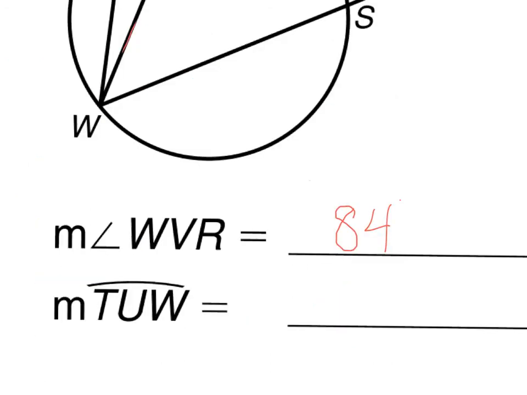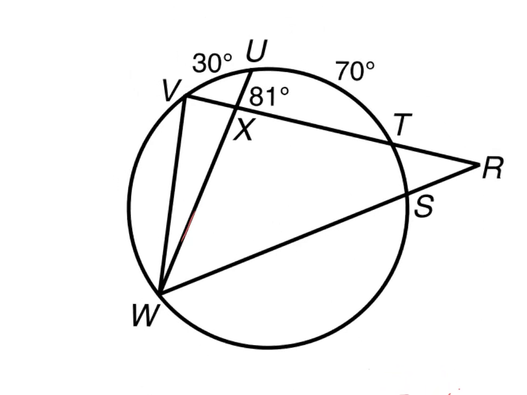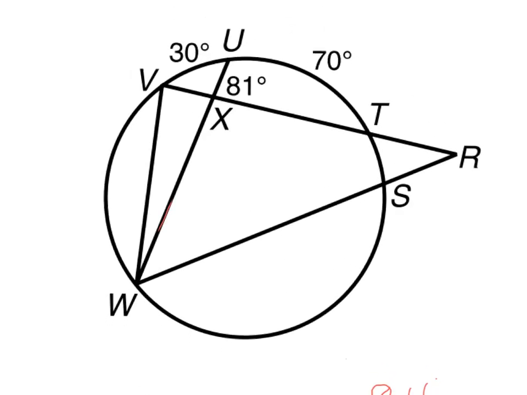So angle WVR is 84, and the next thing I'm looking for is an arc measure, arc TUW. So we'll go back to our picture and try to find TUW. So that's going to be this whole entire arc. Looks to be a major arc. Now, remember, when I did the last problem, I found this arc, TSW. And I found that to be 168 degrees.